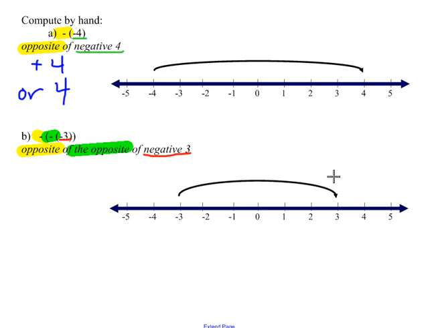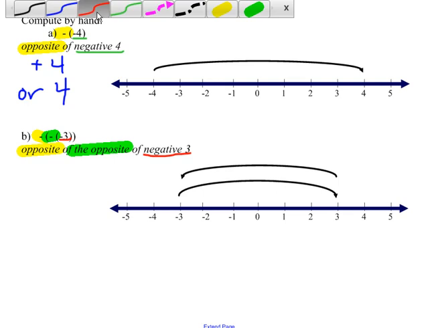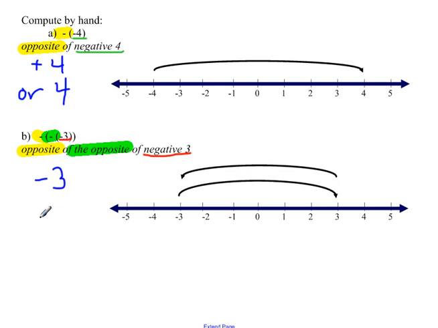But then I need to go and turn around and take the opposite of that. And so that's going to take me right back to where I started at -3 again. So the opposite of the opposite of -3 takes me right back to -3, or just -3.